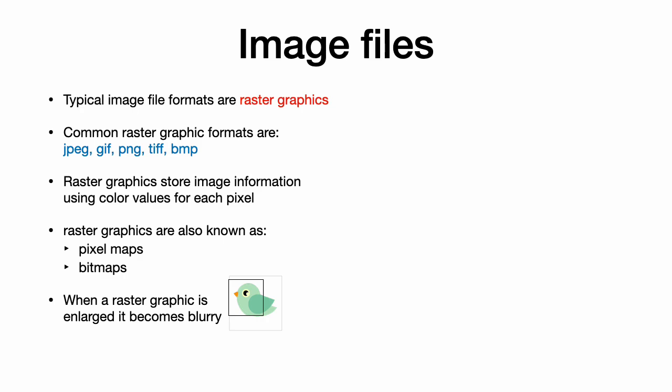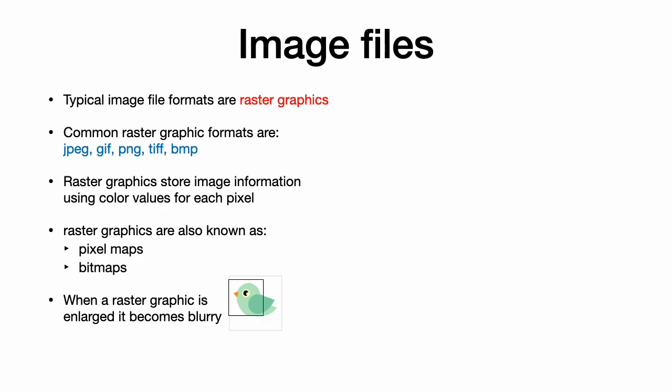The way raster graphics work is that they store image information using color values for each little piece of the image. The raster graphic divides the picture into very small squares called pixels. Then it keeps a number for each pixel that tells us the color we should make that pixel. Raster graphics are also known as pixel maps or bitmaps.